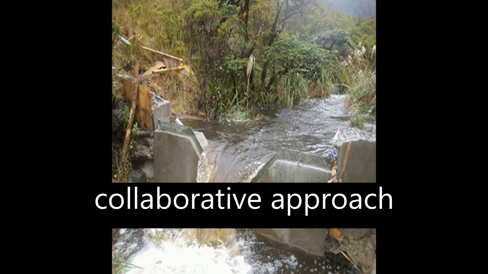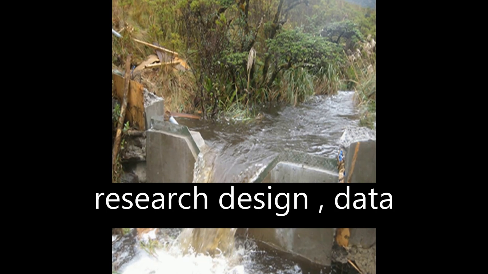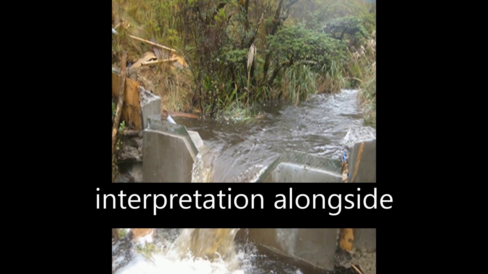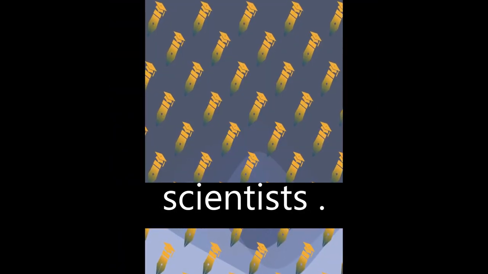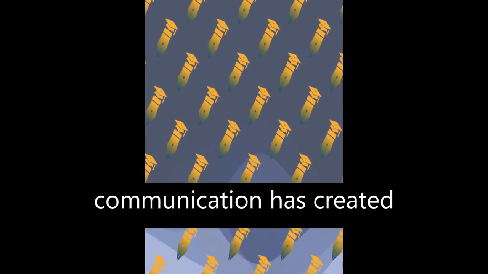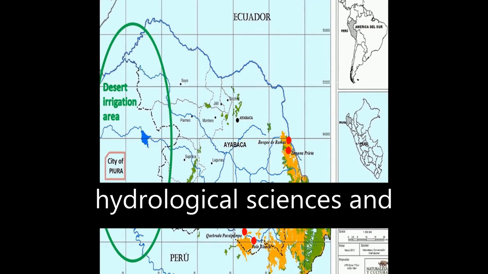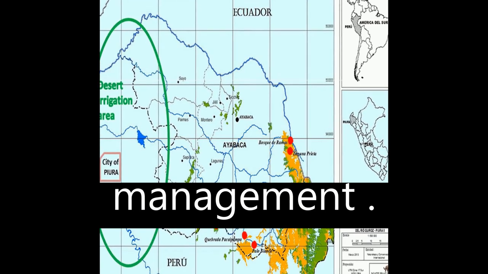Citizen science is a collaborative approach that involves the general public in scientific research design, data collection, and interpretation alongside scientists. The use of sensing technology, data processing, visualization, and communication has created new opportunities for public participation in hydrological sciences and water resources management.